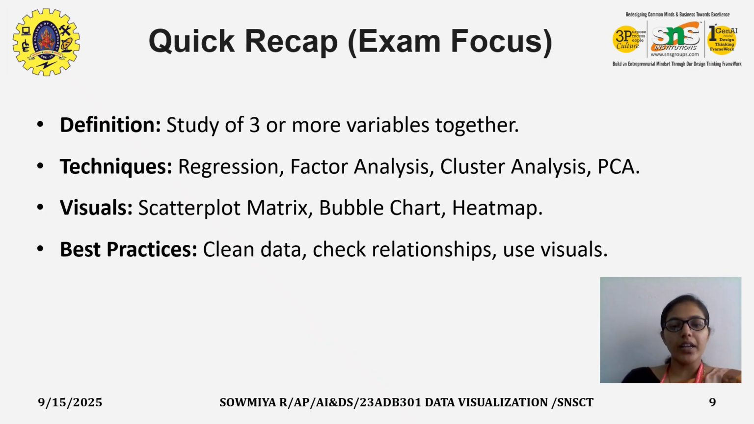Before we end, let's recap. Definition: multivariate analysis studies three or more variables together, and techniques like regression, factor analysis, cluster analysis, and principal component analysis. Then visuals we use here are scatter plot matrix, bubble chart, and heat map. Best practices are clean the data, avoid the redundant variables, and use the visuals. So the next time you see a problem with many influencing factors, remember multivariate analysis is your go-to method.